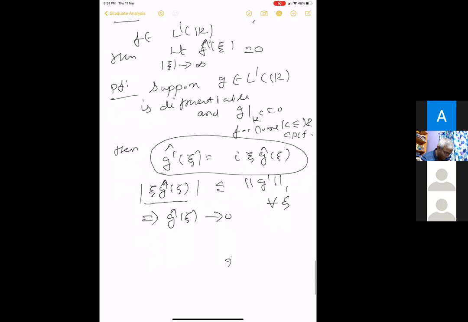If a function f of x is bounded, it means that as x goes to infinity, f of x has to go to 0. Then only it will be bounded. If it doesn't go to 0, it will not be bounded. That's all. Now I have to use a fact: a differentiable function with compact support is dense in L1. Please assume this fact.